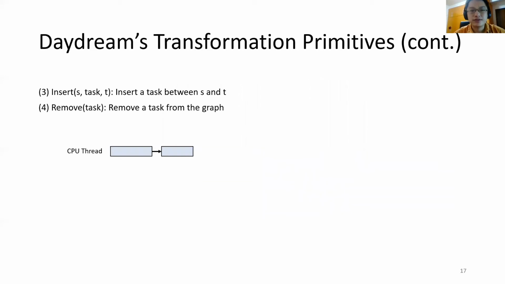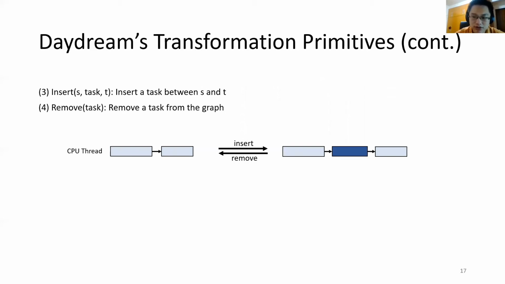We then have primitives allowing users to manipulate the dependency graph topology by inserting or removing nodes. Suppose that we have a simple timeline that looks like this. Inserting a CPU task between them is just like inserting a node into a linked list, and a removal is just the reverse of the insertion.